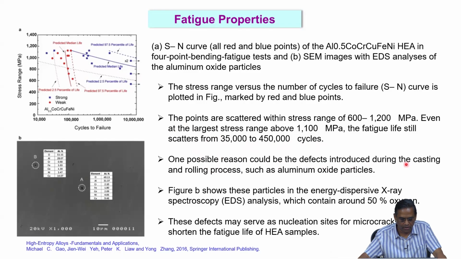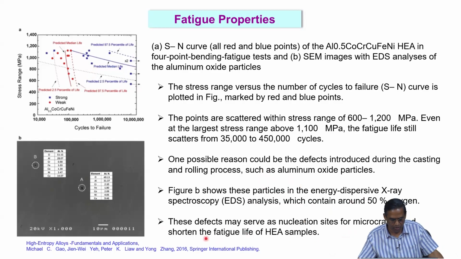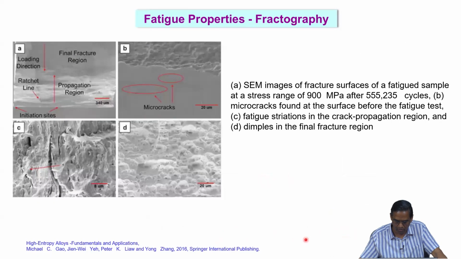For this kind of scattering, one possible reason could be the defects introduced during the casting and rolling process, such as aluminum oxide particles. That is what this EDS is showing here. Most of them are aluminum oxide particles. So, any random kind of data, huge scatter in this fatigue property, will clearly show that your microstructure is not homogeneous. Something is there, okay. Because the defects may serve as a nucleation site for micro cracks and shorten the fatigue life of high-entropy alloys.